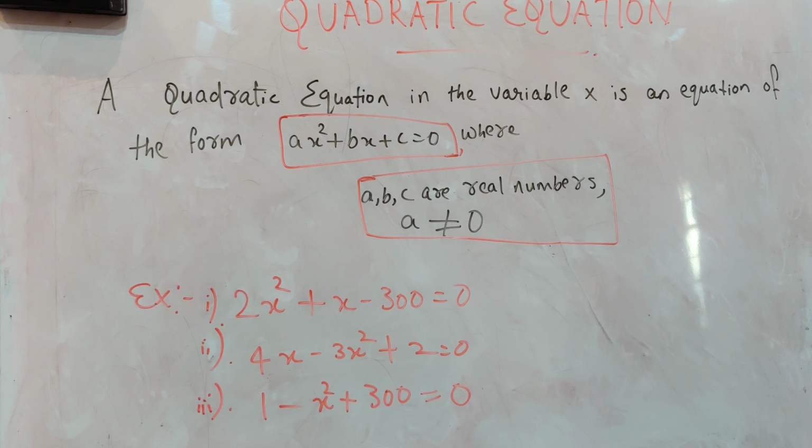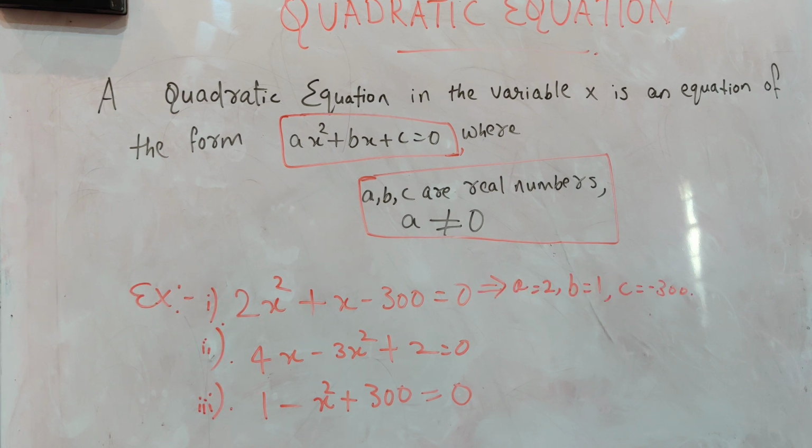These examples are from the NCERT textbook. First example is 2x square plus x minus 300 equal to 0. Why is it a quadratic equation? Because it is of the form ax square plus bx plus c equal to 0. You can see that a equal to 2, b equal to 1 and c equal to minus 300, and those are real numbers and a is not equal to 0 because a's value is 2. So the first equation is an example of a quadratic equation.